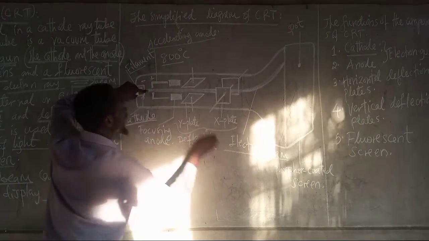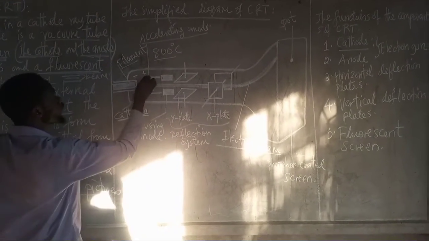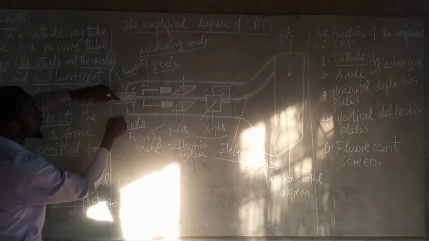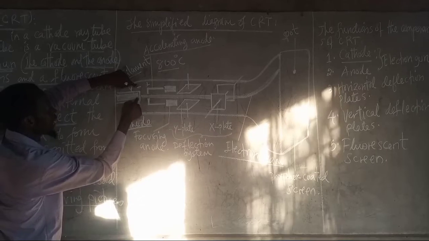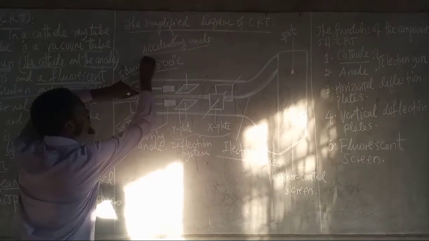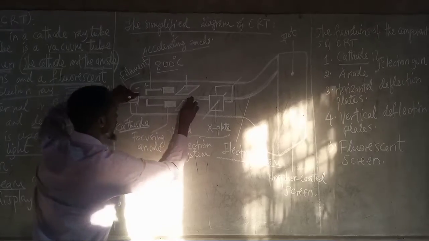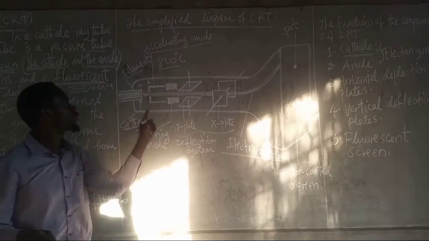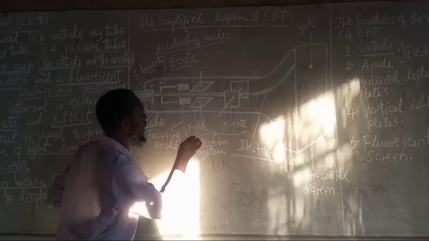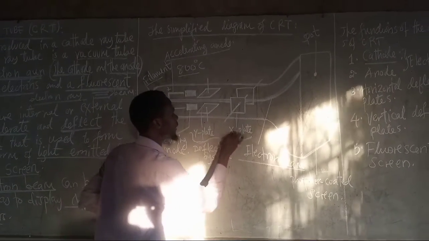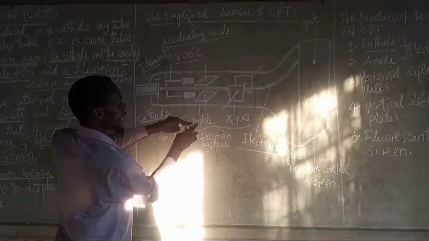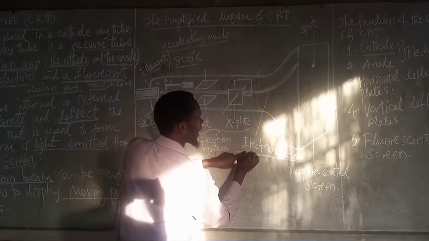Hii electron beam inaenda. Sasa kumbuka huyo hapa accelerating anode amevuta hizi hapa cathode rays kutoka hapa. Akisha zivuta, maanake zimekuwa produced hapa. Akizivuta anafanya accelerating, anaziongezea speed. Akiziongezea speed, sasa ndo zinakuja hapa. Zikipita hapa ndo tutaona mahala ambapo tunasema y plates kuna x plates, ambapo diffraction ya huyu na huyu kila mmoja ana kazi yake.